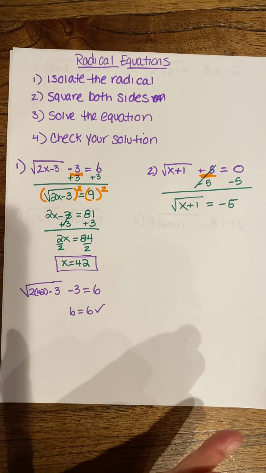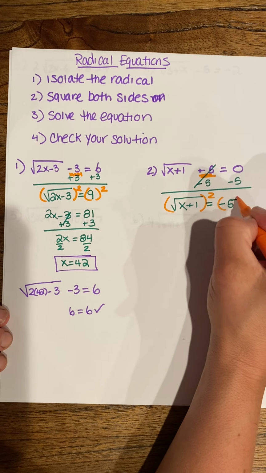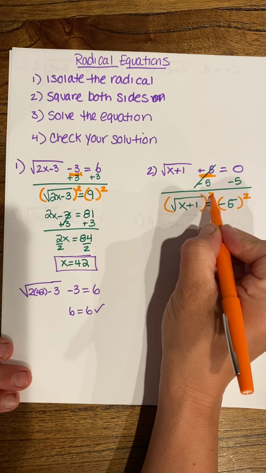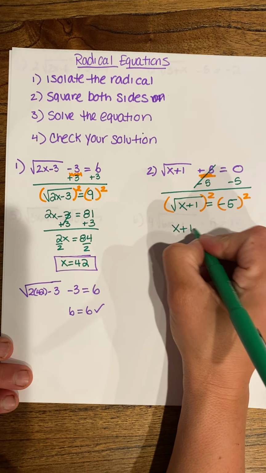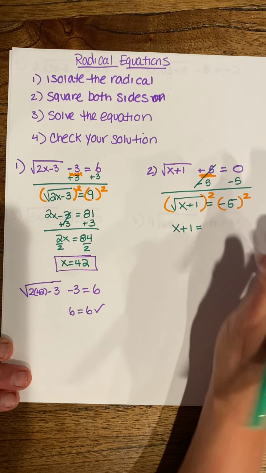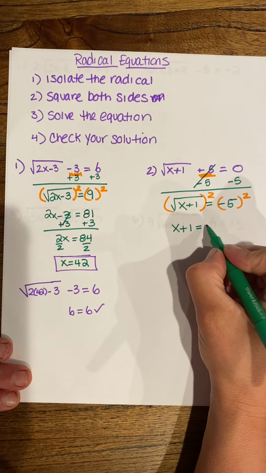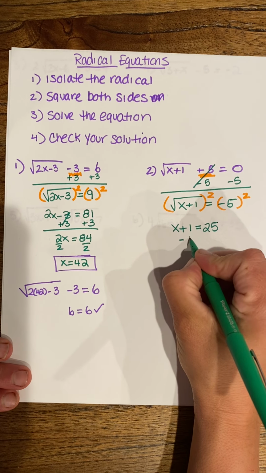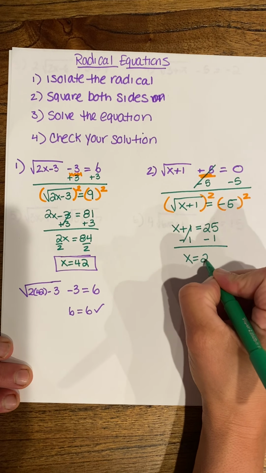Then step 2 is to square both sides of the equation. Again, the whole reason why I square both sides of the equation is because this radical and this squaring are going to cancel each other out, and I'm just left with x plus 1. Negative 5 squared, again, if I put it in parentheses, I get 25. Okay, I'm going to minus the 1 because now I'm at a regular equation. I get x equals 24.